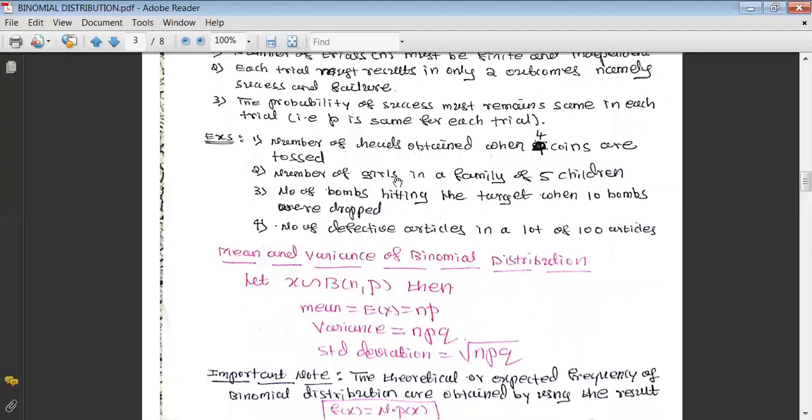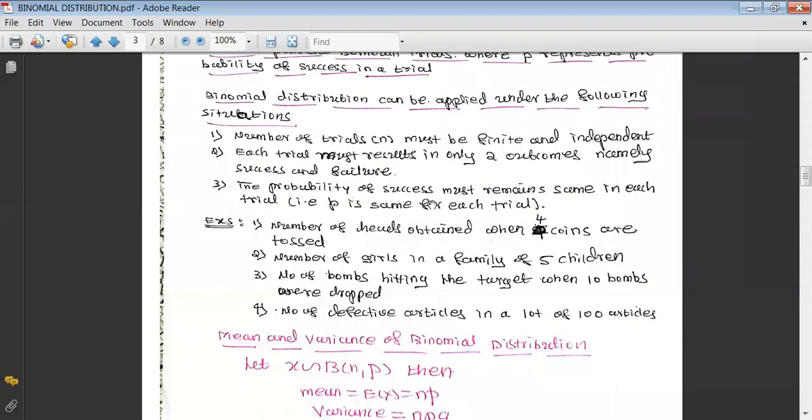Now let us list out some examples of the binomial distribution. The examples are confirmed as binomial only when they fulfill these three conditions.